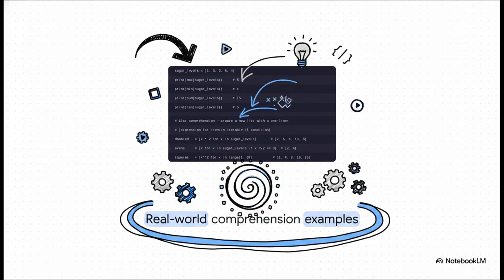Say we have a list of sugar levels. Using a list comprehension, doubling those numbers is effortlessly [x * 2 for x in sugar_levels]. Or what if you just want to filter out the even numbers? Simple. It's just [x for x in sugar_levels if x % 2 == 0]. This is a seriously powerful pattern that you'll spot everywhere in professional Python code bases.